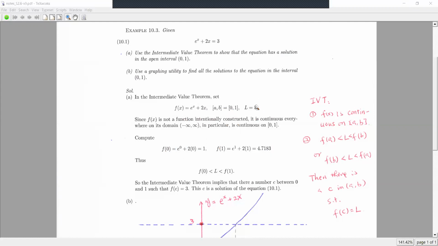Now, L is 3, so L is greater than this function value and less than this function value. So L is between the function values at the two endpoints of this interval. Second condition is satisfied. Now, conclusion. So by IVT, there is a point C between 0 and 1. There, the function value is 3. This point C is a solution of this equation.